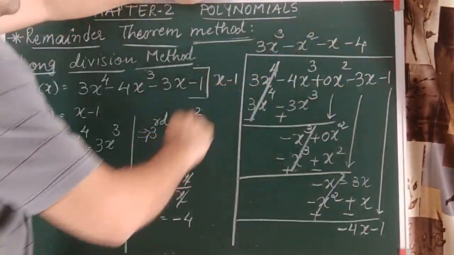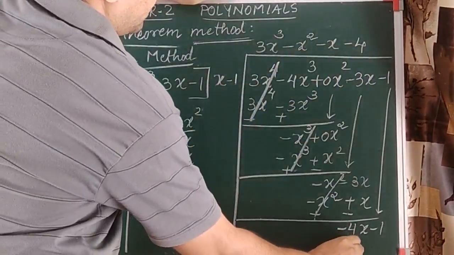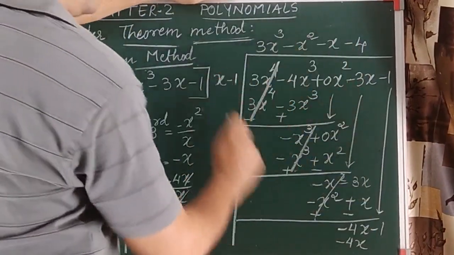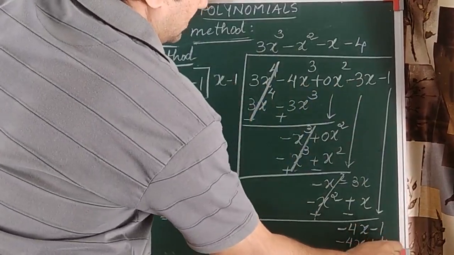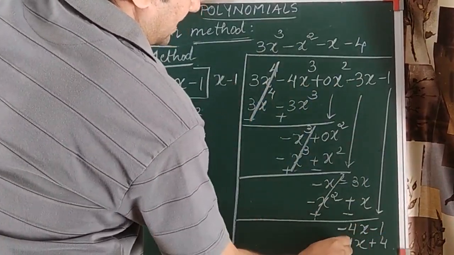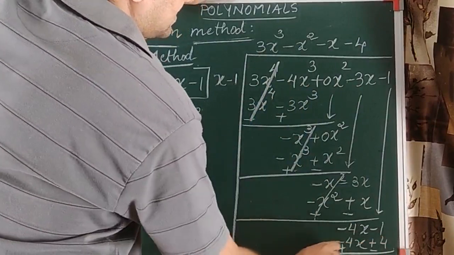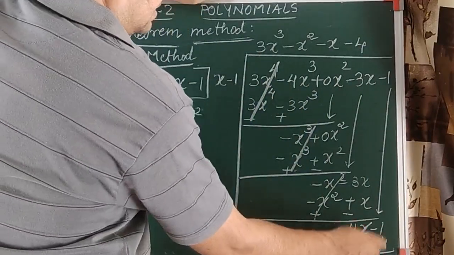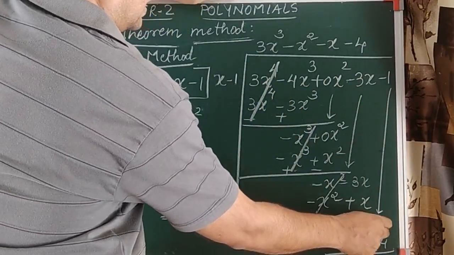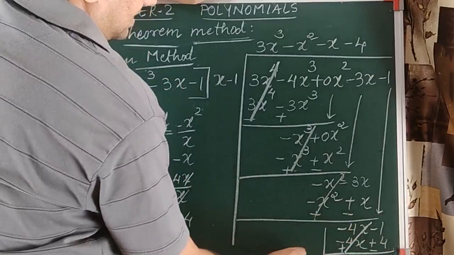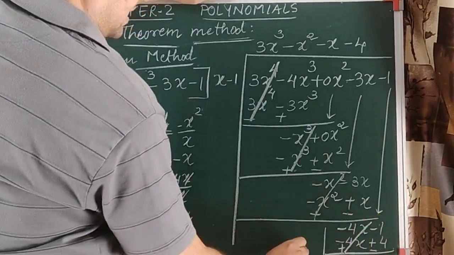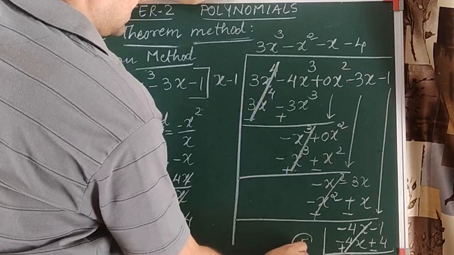4 multiplied with both the numbers: 4 ones are 4 and minus times minus is plus 4. We'll change the sign, minus becomes plus, plus becomes minus. As it is changed, cancel. Minus 4 minus 1. Let me write down the answer here. Minus 4 minus 1, the answer is minus 5.